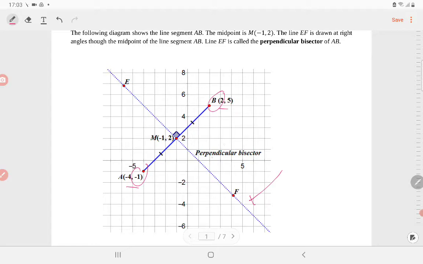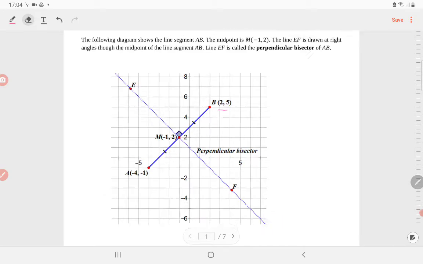Now, two important words: perpendicular, which refers to the angle between the line and the perpendicular line, and bisector. If you remember from grade 9, bisector means it bisects the line in half. So this length is equal to this length here, which means that M is the midpoint. And we'll do an example to see how this is working.